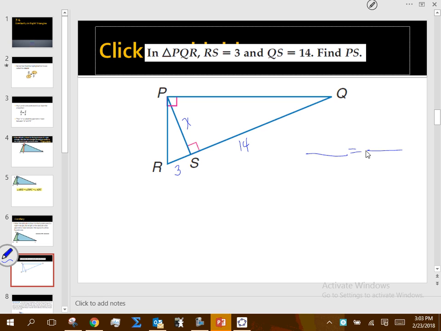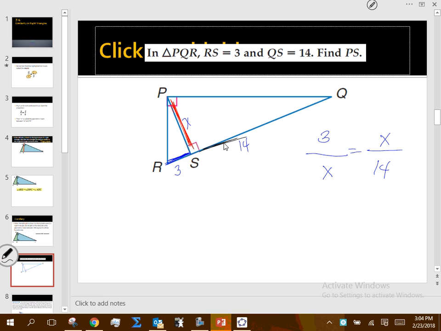Right, so what is the altitude here? What's the geometric mean? Bx, right? It needs to go there and there. That altitude, the altitude on the interior of your triangle, is always going to be in those two spots. Now, the two components that make up your hypotenuse are RS and SQ, right? So I get 14.